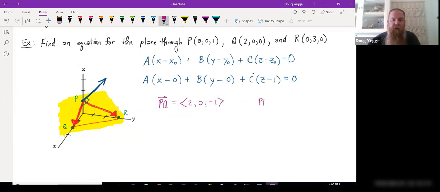We also see that PR is going to be the difference between each of those components. So we see 0 minus 0, 3 minus 0, and 0 minus 1. So now that we've got those 2 vectors, PQ and PR, we can find a cross product, which will act as our normal vector, the N, the ABC that we need. In that case, we simply find the cross product between PQ and PR.